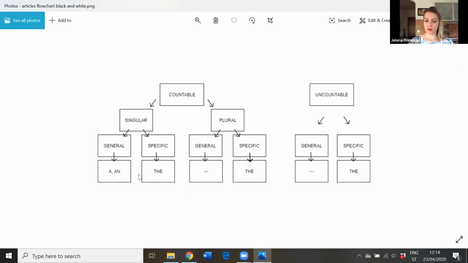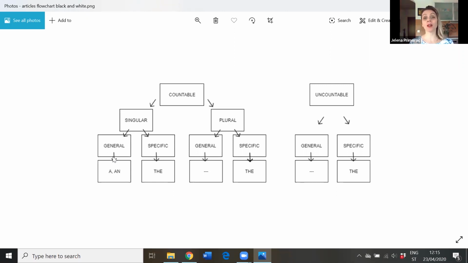And you'll notice if you look at this bottom row with the articles or the no articles, you'll notice something. Every time you see the, you see that right above it, it says specific. So an interesting cross section to consider is that anytime you're talking about something specific, you use the article the, regardless of whether it's a countable noun, an uncountable noun, singular, plural, it doesn't matter. If it's specific, you use the.